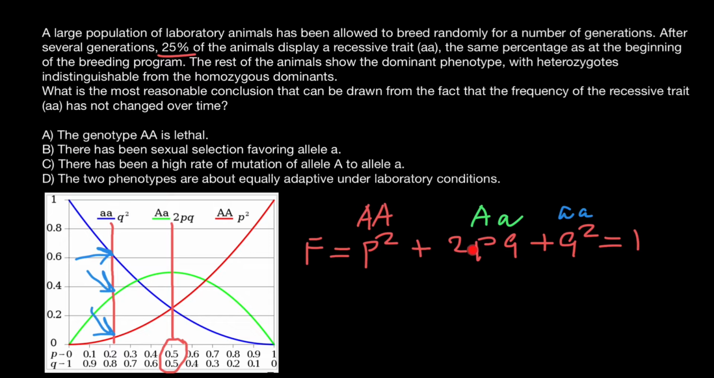I'm using the same colors as the colors of these three lines that represent different genotypes. But you also have to understand that these two genotypes make one phenotype, and this genotype here makes another phenotype. So three genotypes and two phenotypes in simple Mendelian genetics.